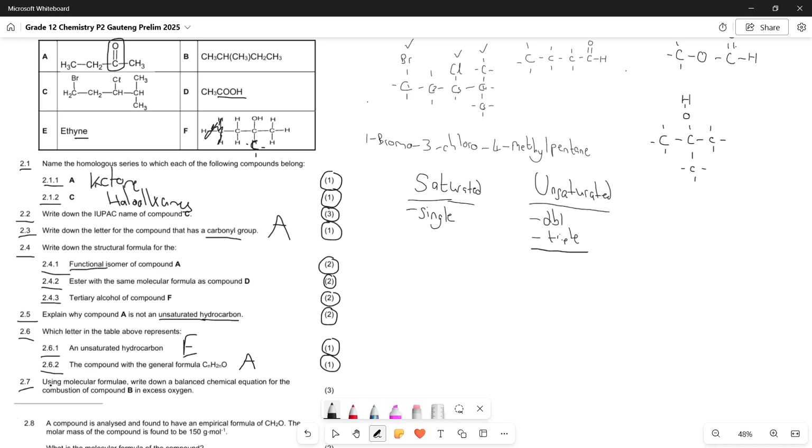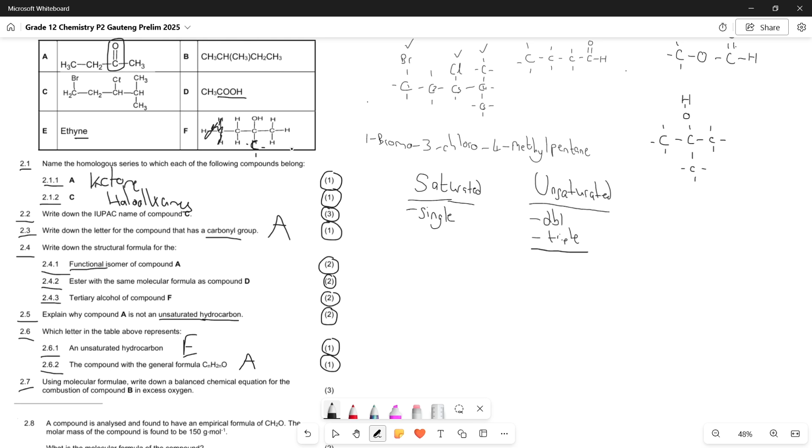And then 2.7 says, using molecular formula, write down a balanced chemical equation for the combustion of compound B over here, in excess oxygen. So this is a very common question. They like the combustion reaction in the presence of oxygen, and it's quite a nice one for us, especially if we do life sciences, because it's just like breathing for humans. So first off, molecular formula, we can't just write it like this because this is a condensed structural formula.